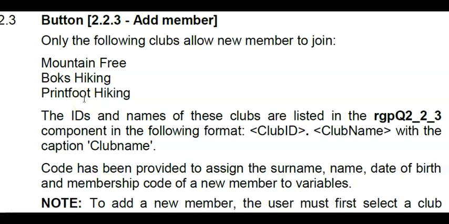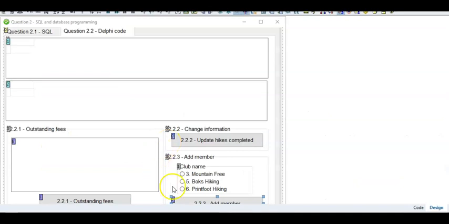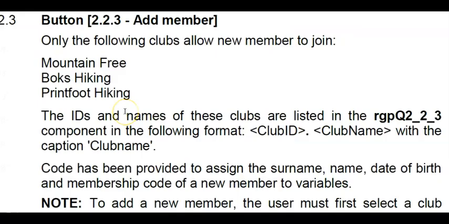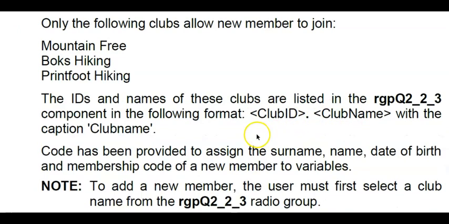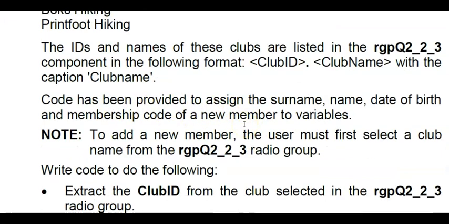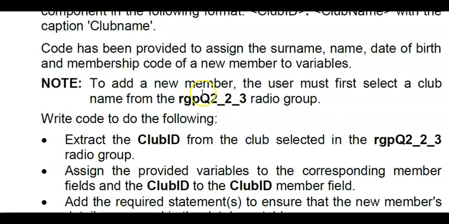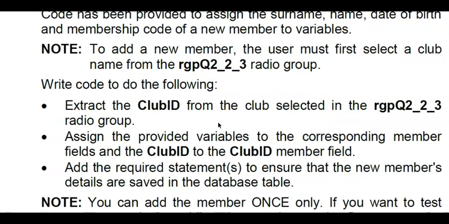The last question of question 2.2 is telling us that only the following clubs allow new members to join. They have been listed on the form here, the club names, and their club ID. And this is just what they explained there, also the format: the club ID, a dot, and then the club name. Then they explain what code has been provided and that the user has to click on the radio group before they add a new member.